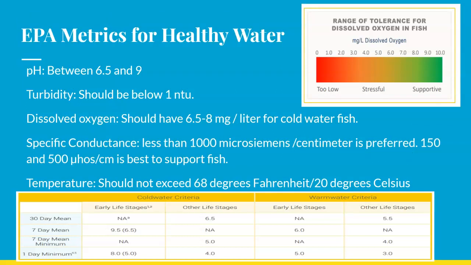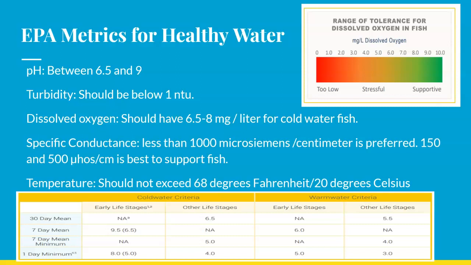Turbidity should be below 1 NTU. Dissolved oxygen should be about 6.5 to 8 milligrams per liter for cold water fish. It's a little different for warm water fish, with different criteria, but for Sacramento, we're using the cold water. Specific conductance is less than 1,000 microsiemens per centimeter. It's preferred that 150 to 500 microsiemens per centimeter is best to support fish.